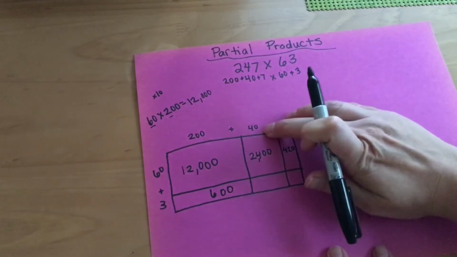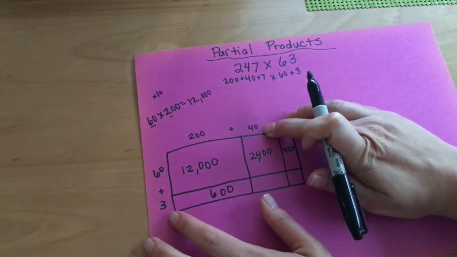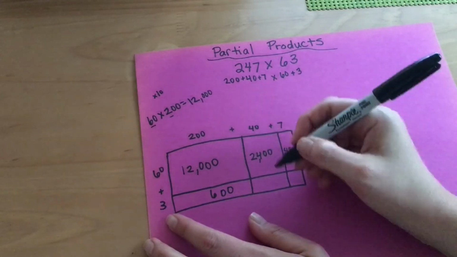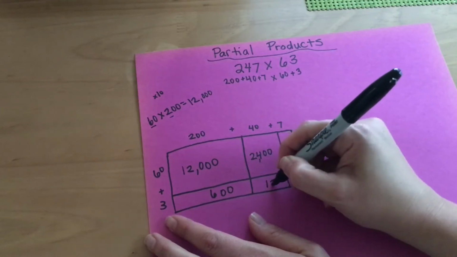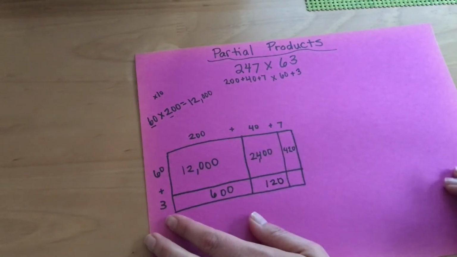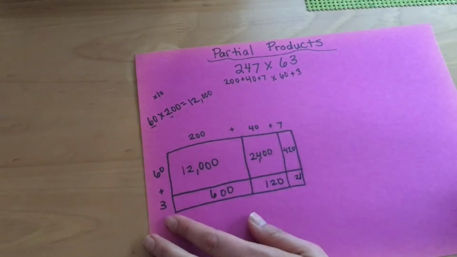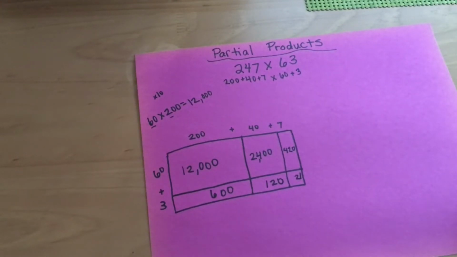And then we multiply 40 times 3. 3 times 4 is 12. So 3 times 40 would be 10 times that much, which would be 120. And 3 times 7 is 21. So that one's easy, if they know their facts.